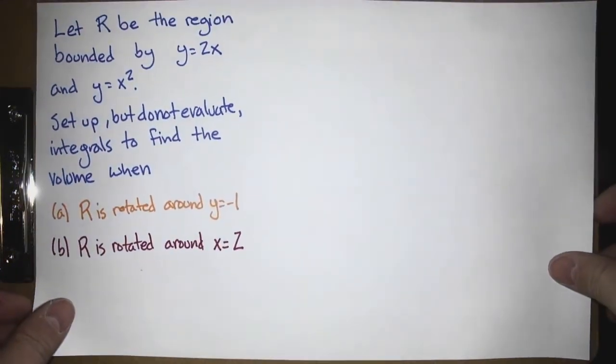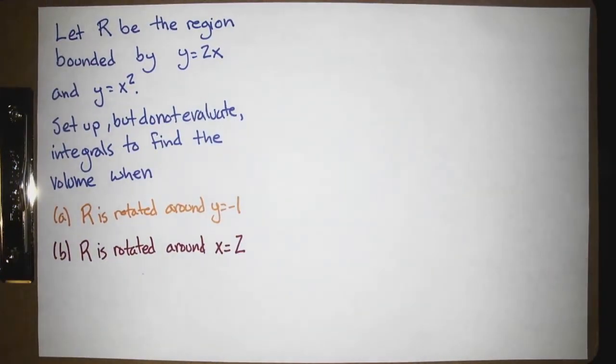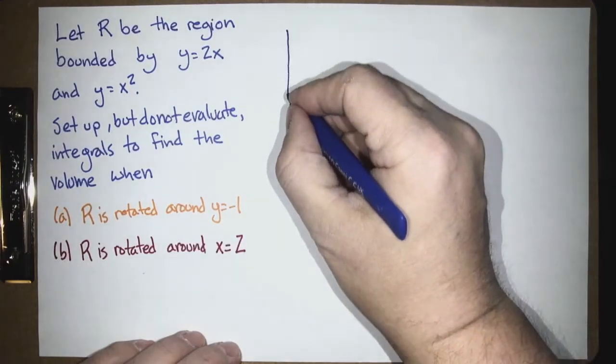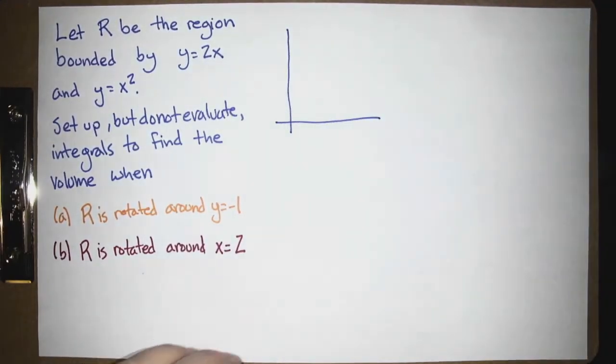So that's our goal. Before we do that, we should finish with last time, because I do want to get a little bit more practice with the disc and the washer method. So here we go. This is from last time. We haven't gone to our new method yet. Let R be the region bounded by y equals 2x and y equals x squared. I'm going to sketch that really quickly. What does y equals x squared look like?